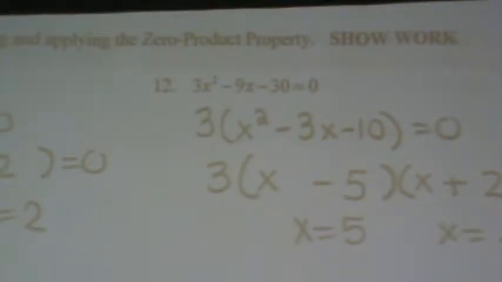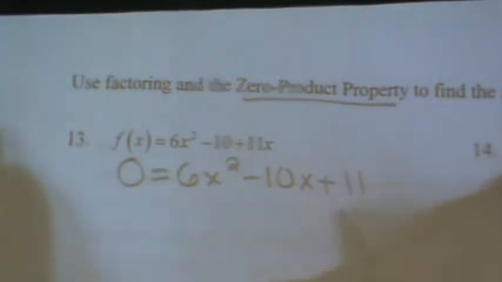Now, the only difference between 13 and 11 and 12 is it's not set equal to 0. All you have to do to find the zeros, you put a 0 in for y and solve. That's all you do. I'm only going to do this one. Don't worry about 8, 14.